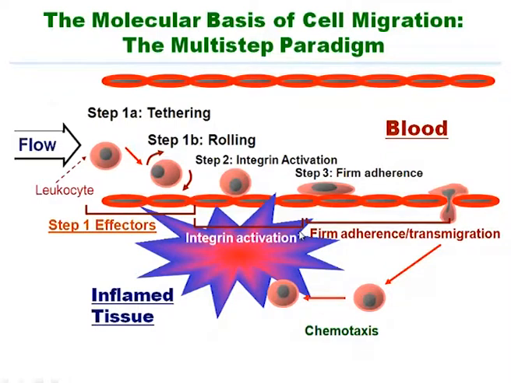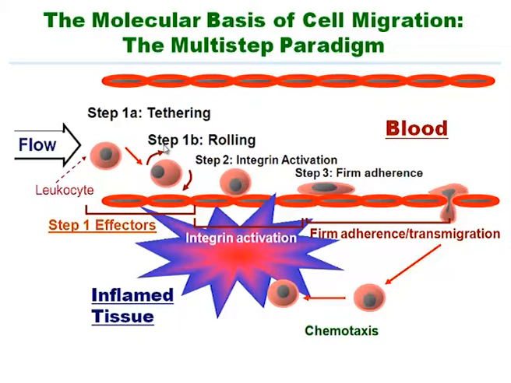This process is best summarized by what's called the multi-step paradigm. In the first step of this process, step 1, a cell in blood flow has adhesion molecules which will be specialized to allow that cell to come down onto the endothelial surface and begin applying a molecular brake, a decelerative action, onto the endothelium itself.